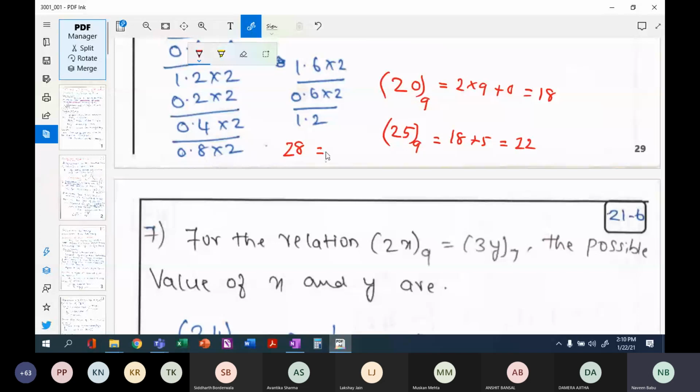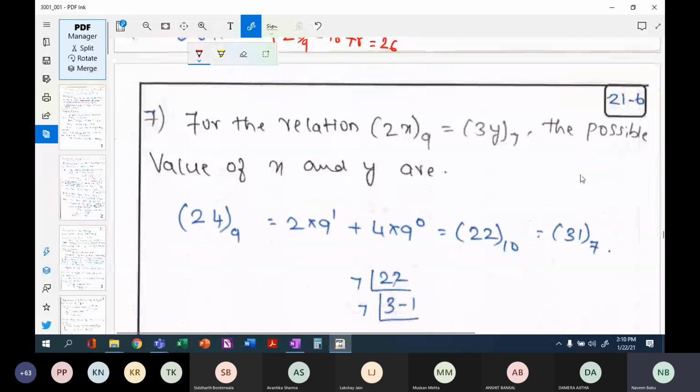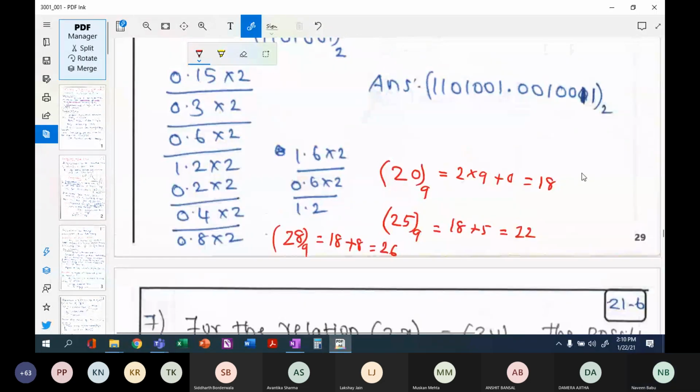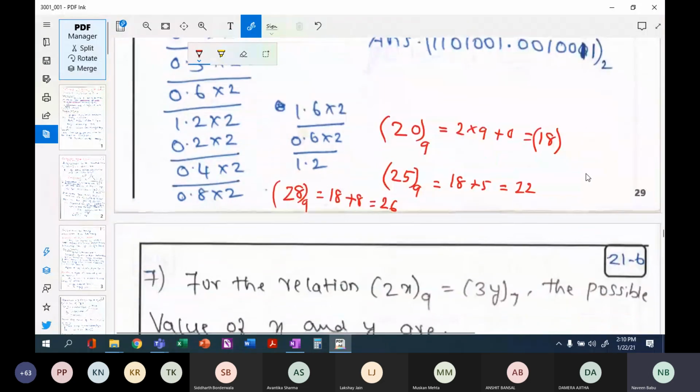So 28 to the base 9 will be 18 plus 8, which is going to be 26, right? So these are decimal equivalents. We have to convert them back to the number system with base 7, right? This is the decimal equivalent. Still we do not know whether they are equivalent to the number system with base 7 or not. Now you have to convert this into number system with base 7.